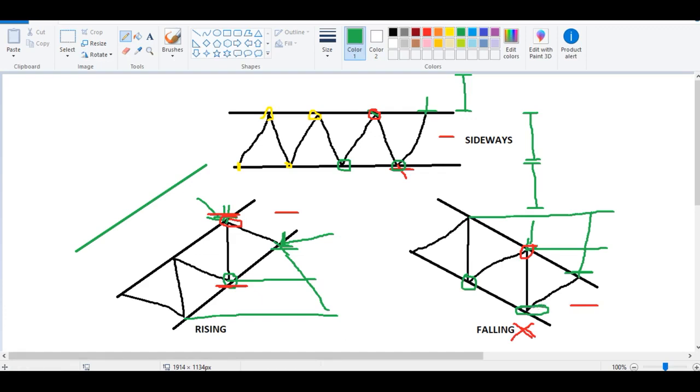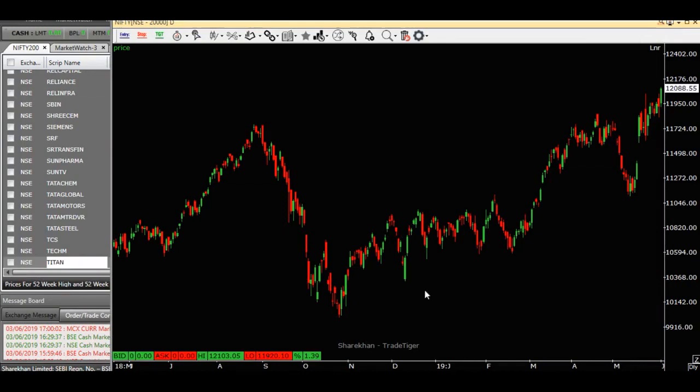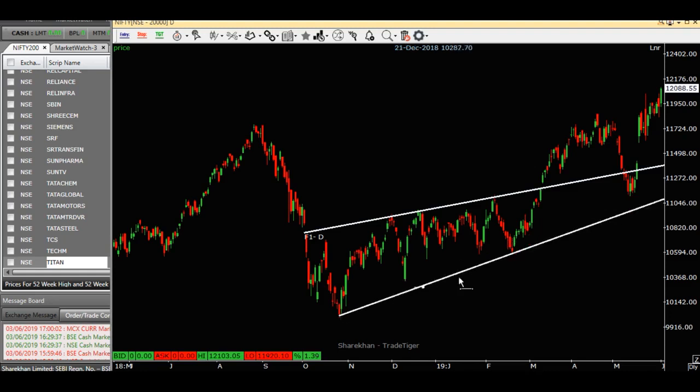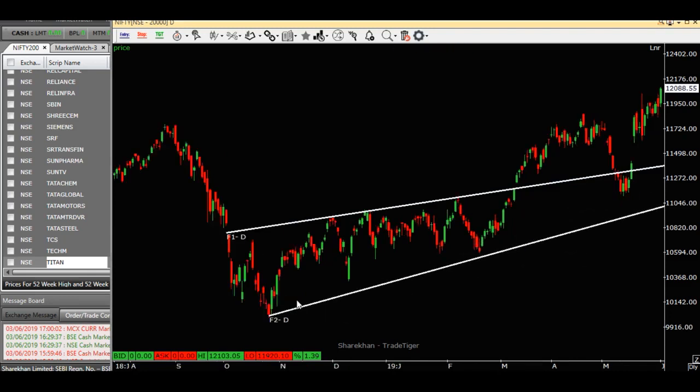So now let's look at some examples. Okay, so I have the chart of Nifty here, and this is the daily time frame. So very recently, we got a channel breakout in Nifty, right? This was a rising channel in Nifty, and we got the breakout right here.